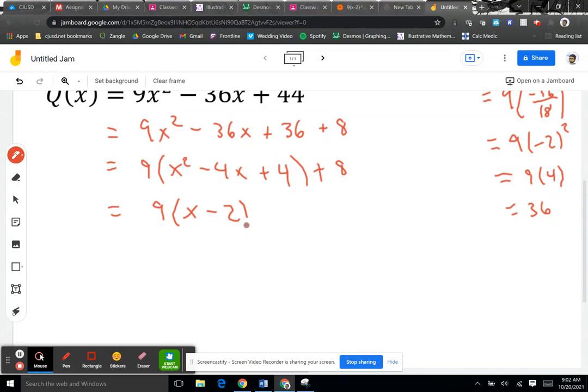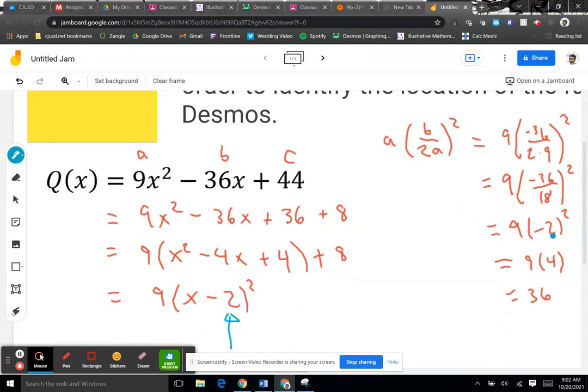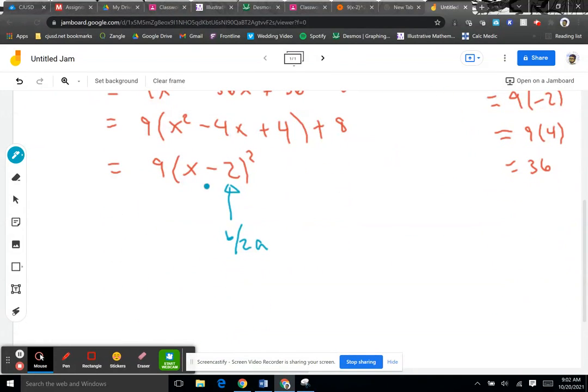You could set up a little 2 by 2 area model diagram to factor that, but what we're seeing is that it's just this value right here. This is b divided by 2a. That's how I got this negative 2. All we have to do is look back at what we calculated right here. It's what's inside of these parentheses. B divided by 2a was negative 2. We'll always have that right here. And then we still have plus 8.